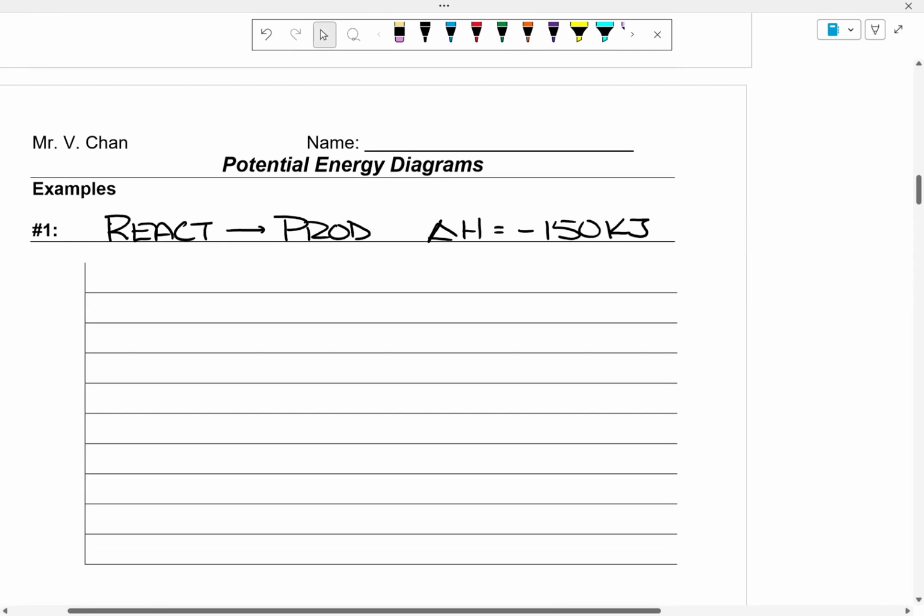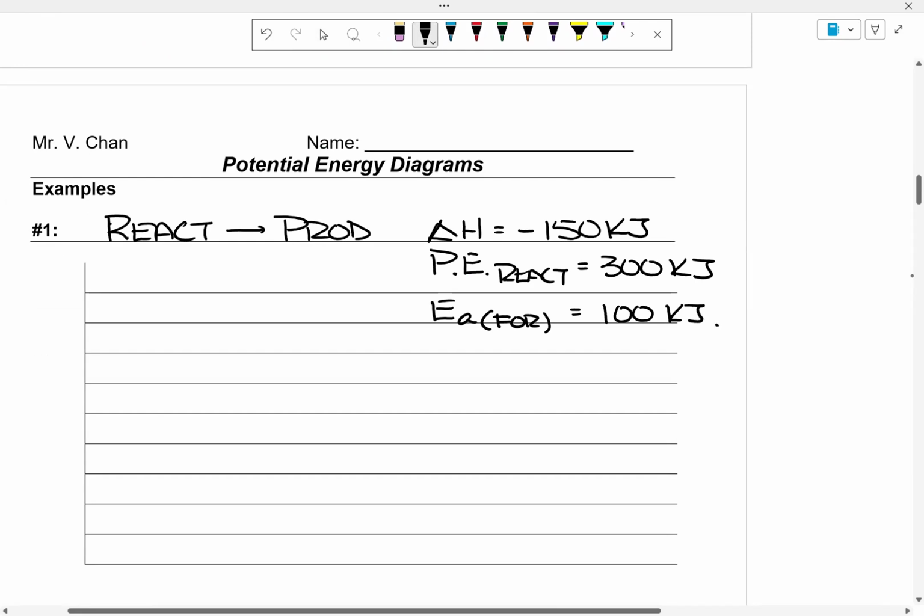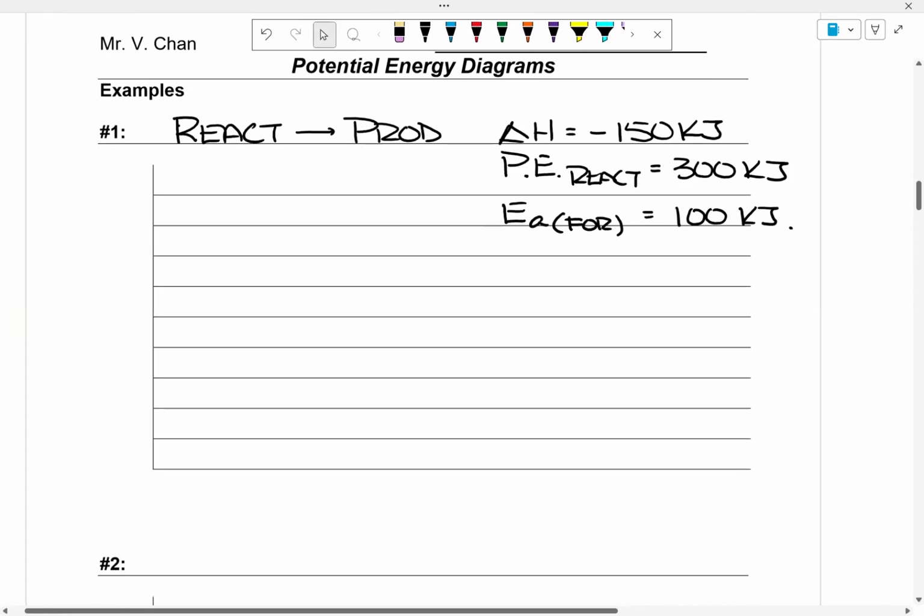Okay, and let's say we have the potential energy of the reactant is equal to 300 kilojoules. And let's say the activation energy for the forward reaction was equal to 100 kilojoules. Okay, so how would we draw a potential energy diagram like this?